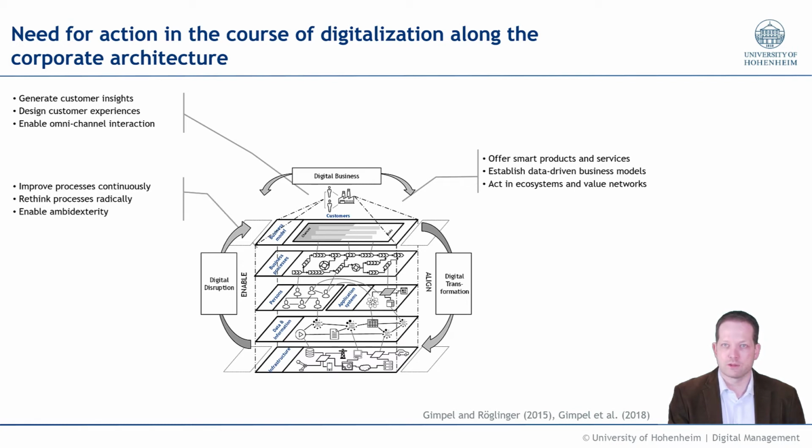One level further down, on the business processes. The 3 big levers we see there which companies are working on are to improve processes continuously, obviously using digital technologies and media to improve them, but also to rethink processes radically. You shouldn't only digitize your old process, you should think about what a good new process can look like now that we have all these new technologies and media.